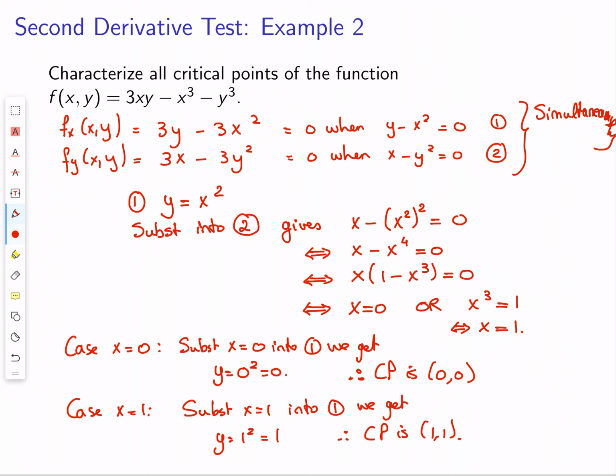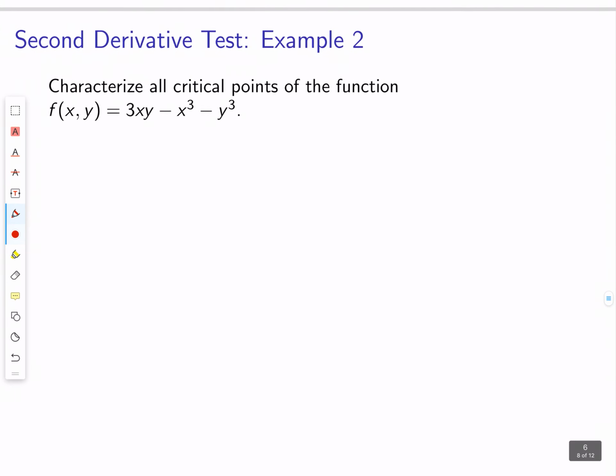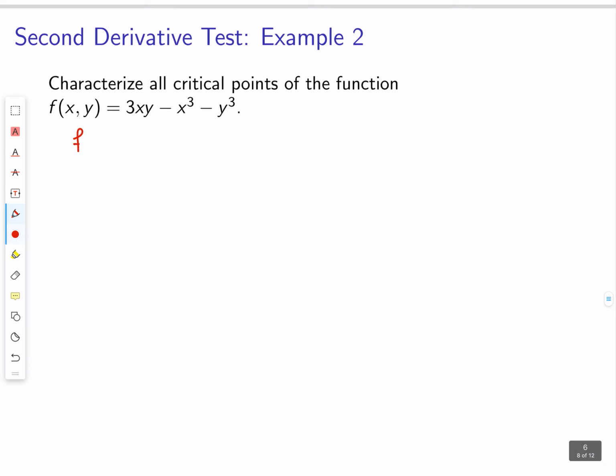And then on the next page, I'm going to characterize those critical points. So from the previous page, we had f sub x is equal to 3y minus 3x squared, and f sub y was 3x minus 3y squared.